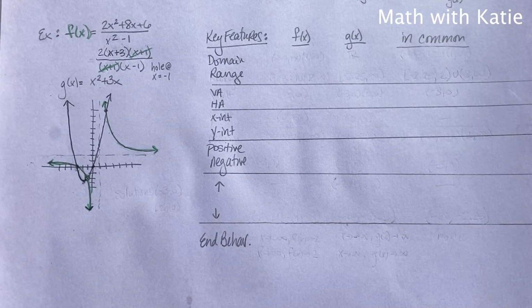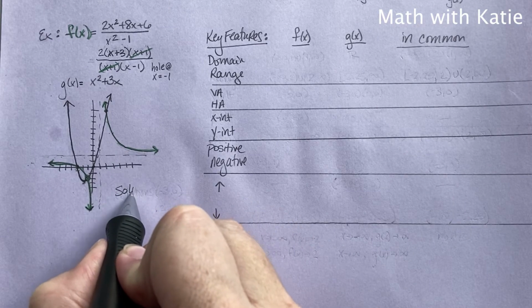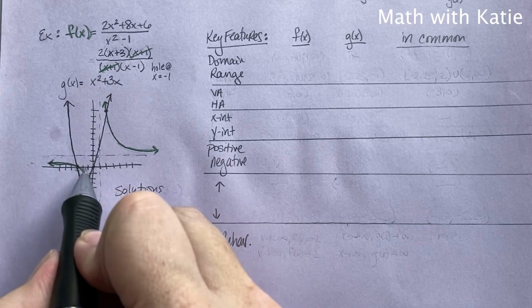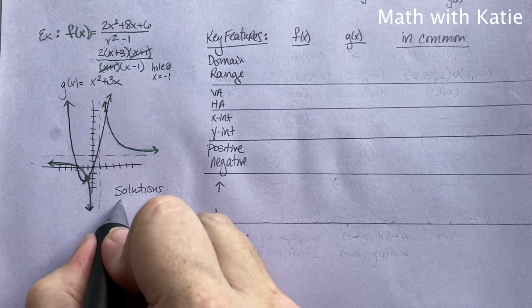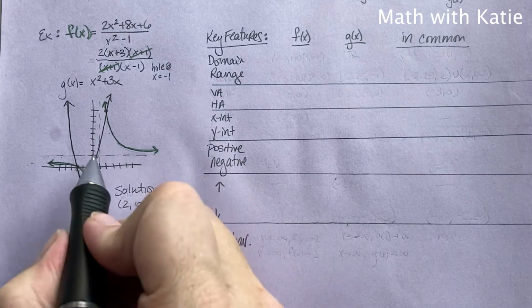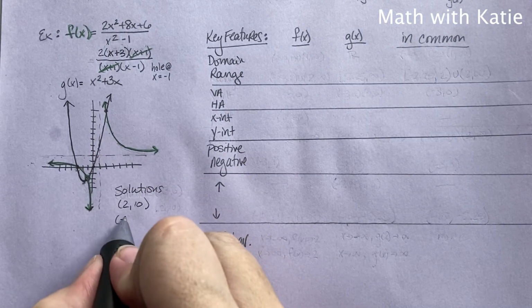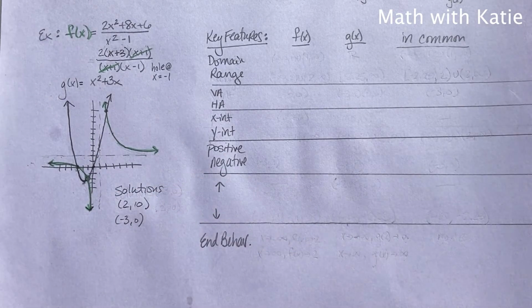Now, the next thing we need to talk about is solutions of 2 different graphs, or they also call it the solution of the system of these functions, okay? The solution just means where these 2 graphs intersect, okay? That's all it means. So here, our solutions are (2, 10) and (-3, 0).